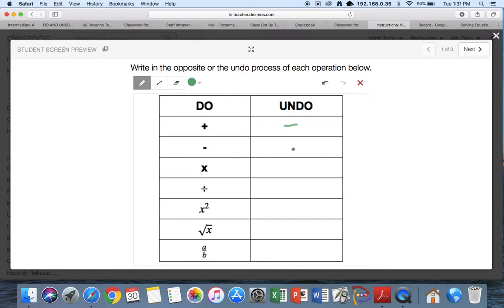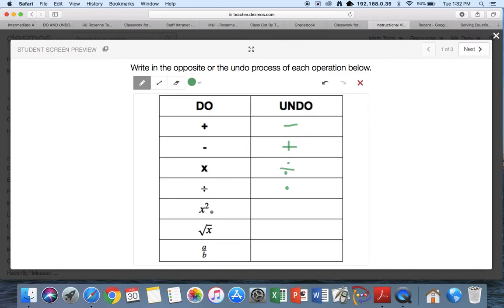The opposite of subtraction is addition. The opposite of multiplication is division. If you want to write the words in, you're more than welcome to. I'm just going to do symbols. The opposite of division is multiplication, and I'm going to use a dot for multiplication because we're dealing with variables and I don't really want to use the x.